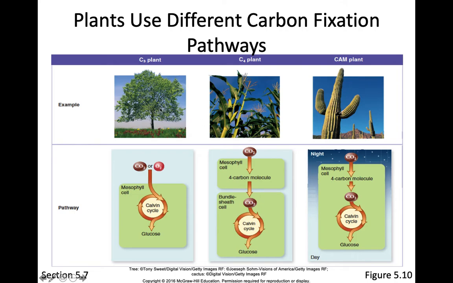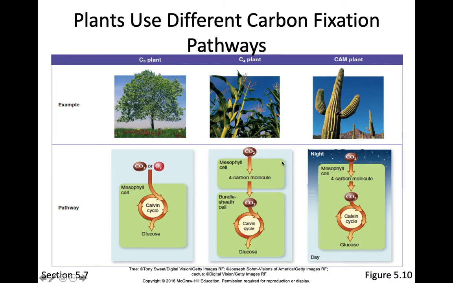Now you can see here, C3 plants, like I mentioned, all of their stuff occurs in 1 cell, the mesophyll cell. Carbon dioxide, all that stuff is going to be made in the front part of the cell and then moved right down into the Calvin cycle. Their stomata are going to be open during the day. Gas exchange is going to occur during the day just like it should. Oxygen exchange, water exchange during the day.